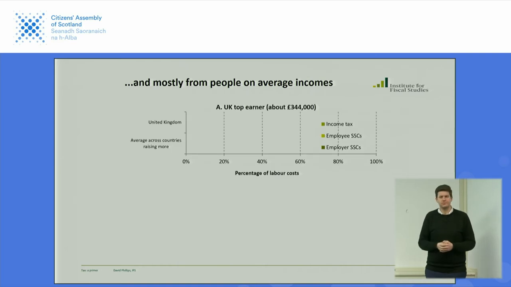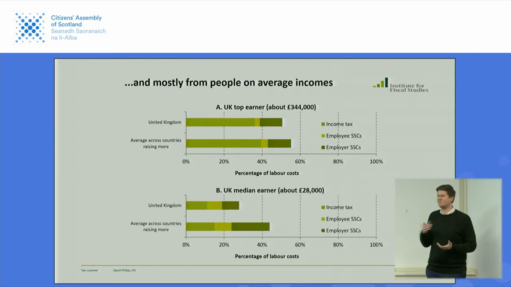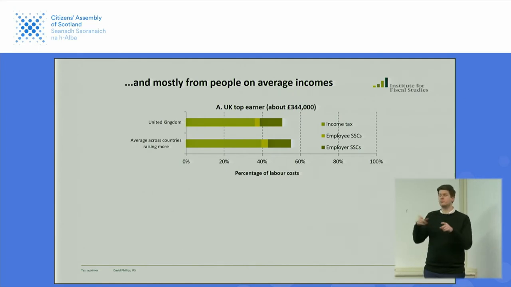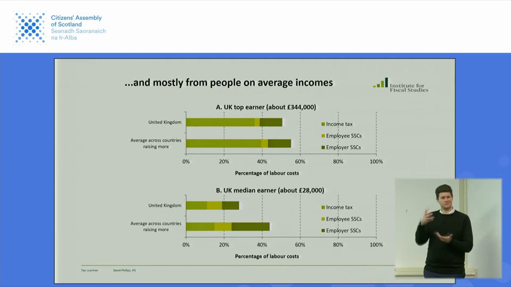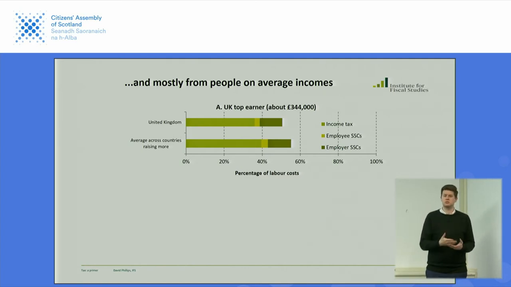And I think the key point to take from this is that this graph, I'll bring them all up now. Two graphs here show the amount of taxes taken from top earners and from average earners in these two countries. You can see on the top graph, the difference between what we get in the UK and these countries that tax more isn't that big. They raise a bit more from the top earners than we do, but not much more.